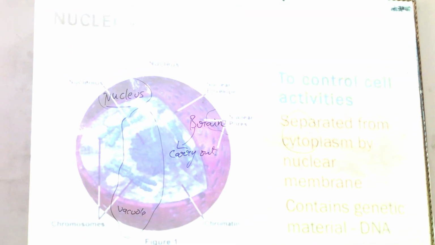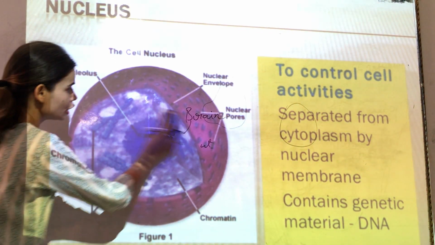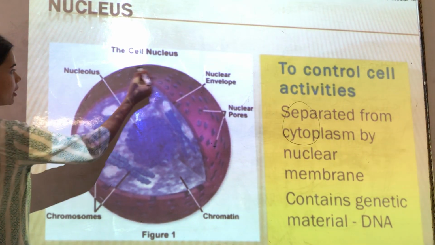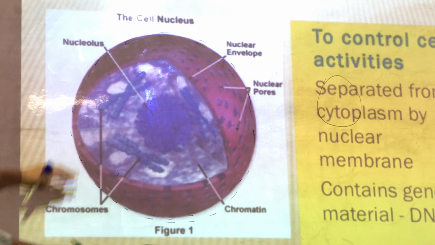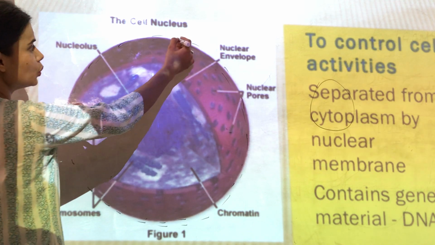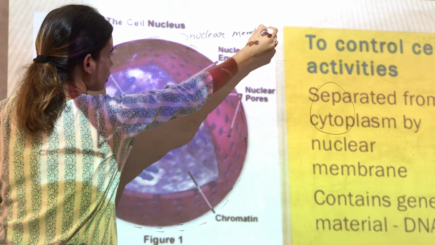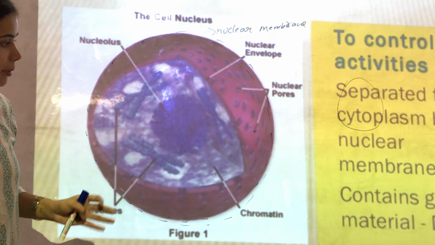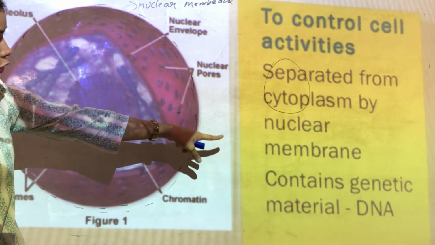Now let's see how this nucleus looks. Suppose I have taken this nucleus. You will notice that this nucleus has an outer covering. Just as the cell has an outer covering known as the plasma membrane, this nucleus also has an outer covering, which is known as the nuclear membrane. Because the outer covering of the cell is known as the cell membrane, the outer covering of the nucleus is called the nuclear membrane. To control cell activities, it is separated from the cytoplasm by the nuclear membrane.